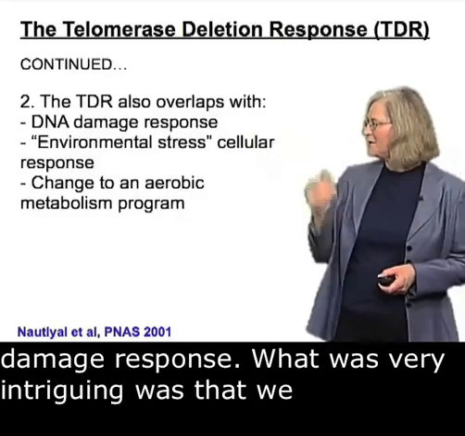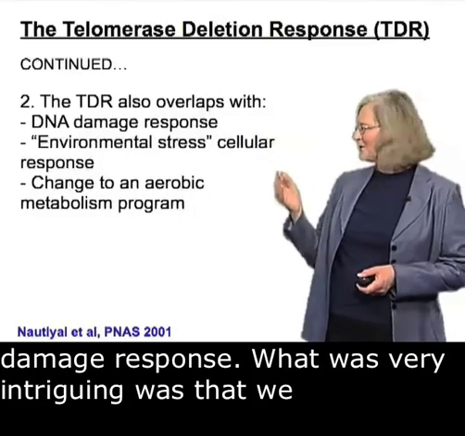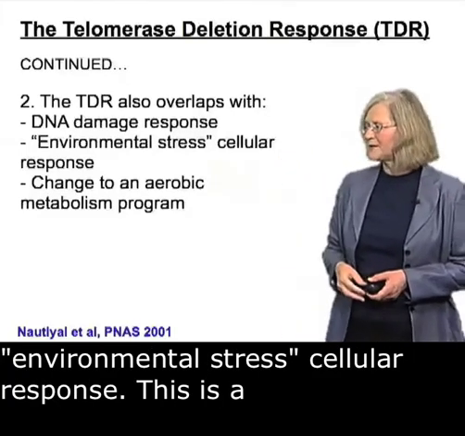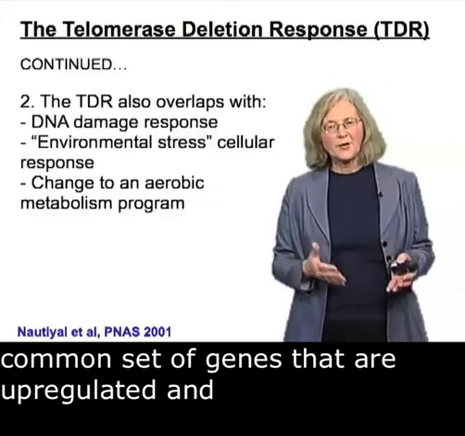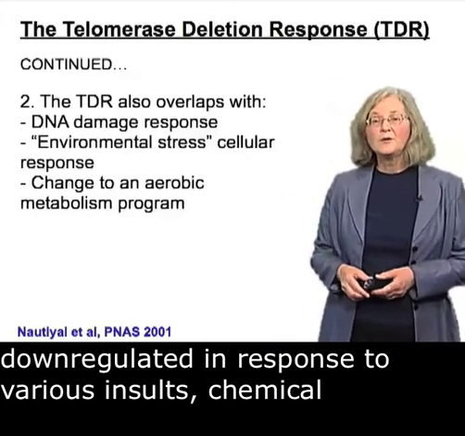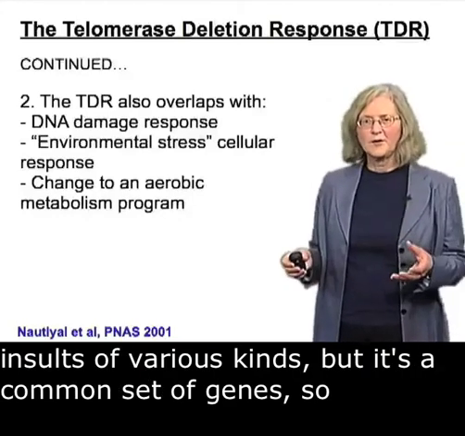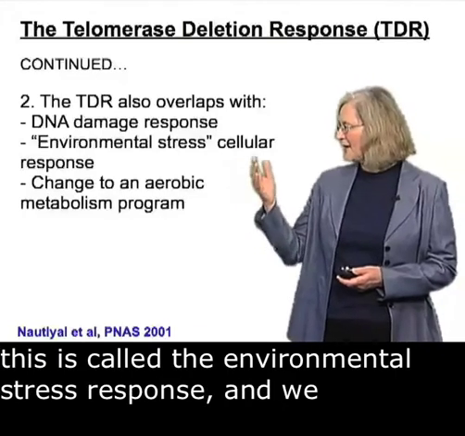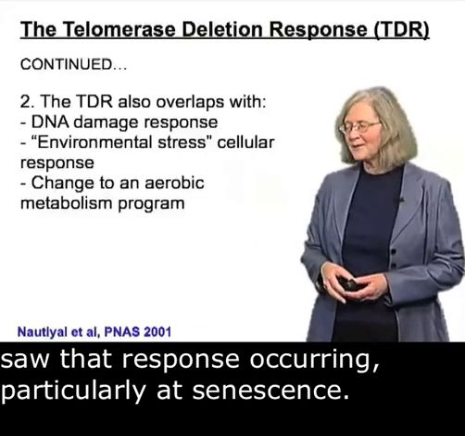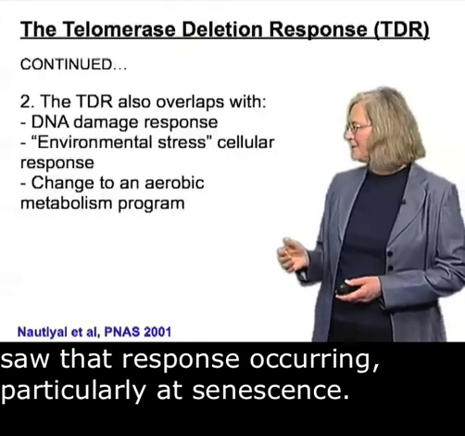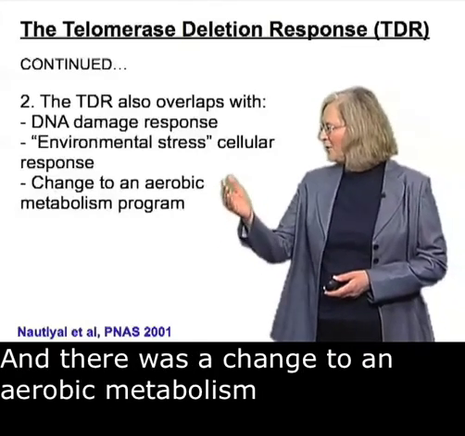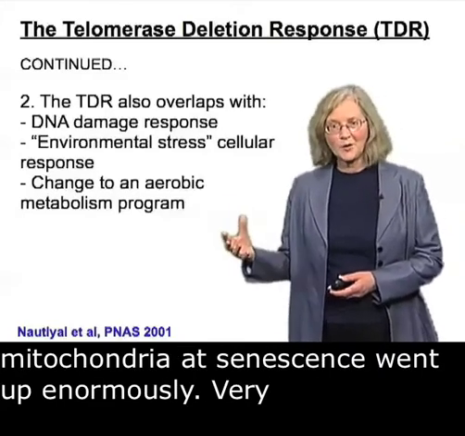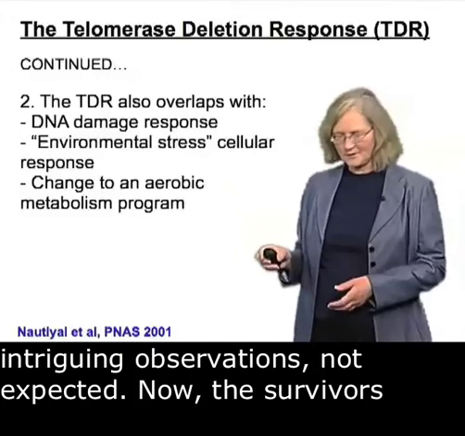At senescence, we see a damage response. What was very intriguing was that we also saw other things. We saw what's called an environmental stress cellular response. This is a common set of genes that are upregulated and downregulated in response to various insults, chemical insults of various kinds, but it's a common set of genes. So this is called the environmental stress response, and we saw that response occurring, particularly at senescence. And there was a change to an aerobic metabolism program, and indeed we found that the number of mitochondria at senescence went up enormously. Very intriguing observations, not expected.